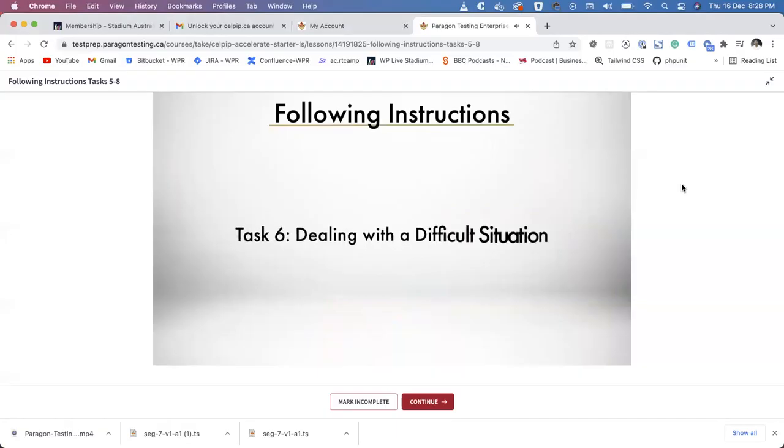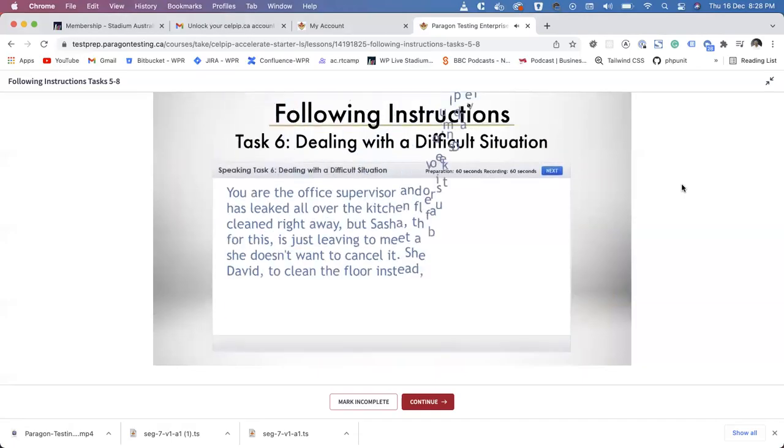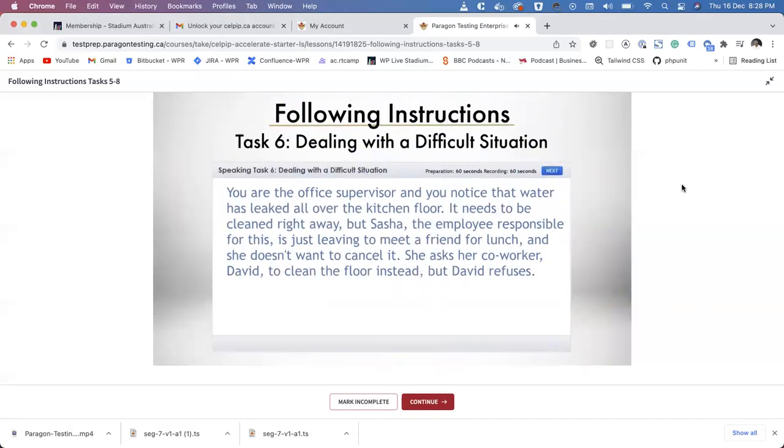In task 6, dealing with a difficult situation, you will have to choose between 2 possible scenarios. Let's look at an example. You are the office supervisor and you notice that water has leaked all over the kitchen floor.